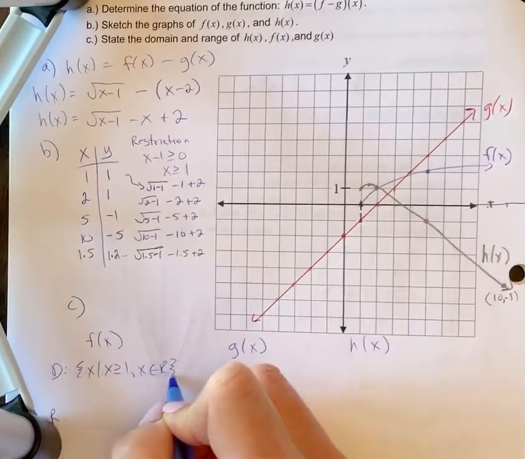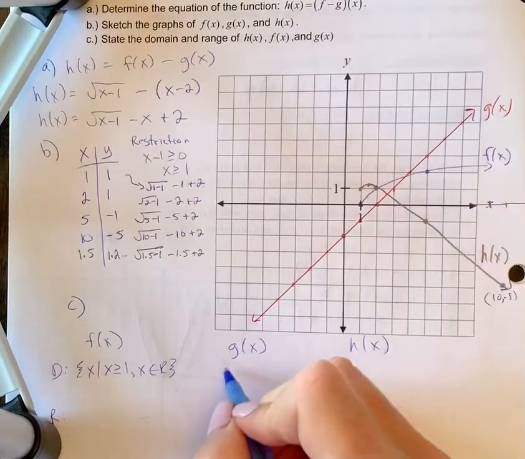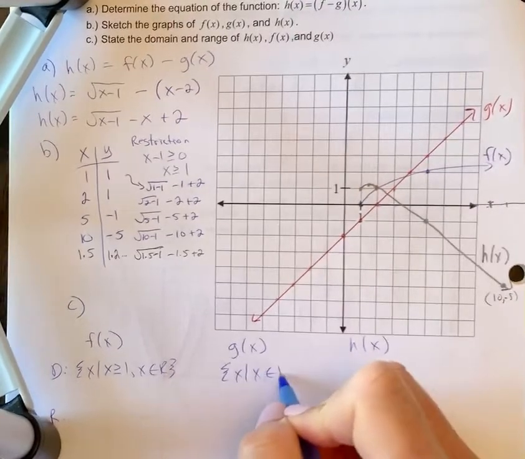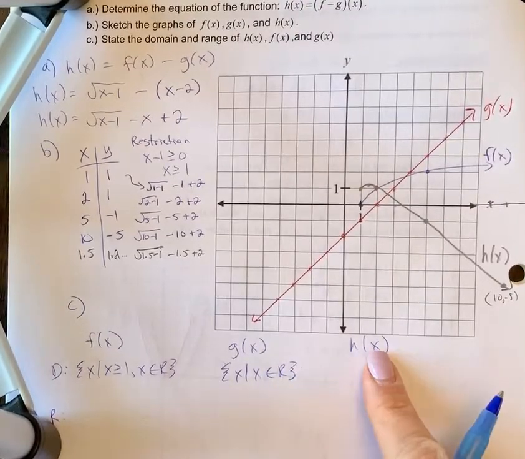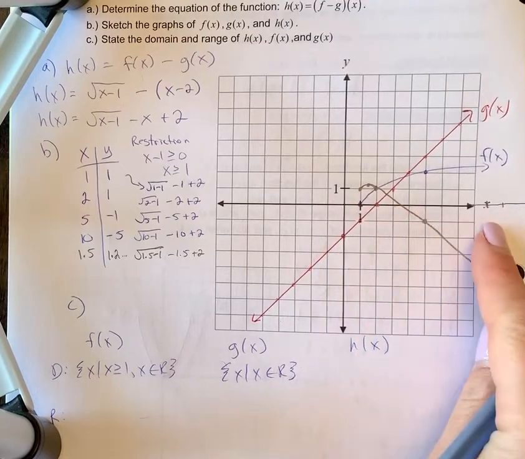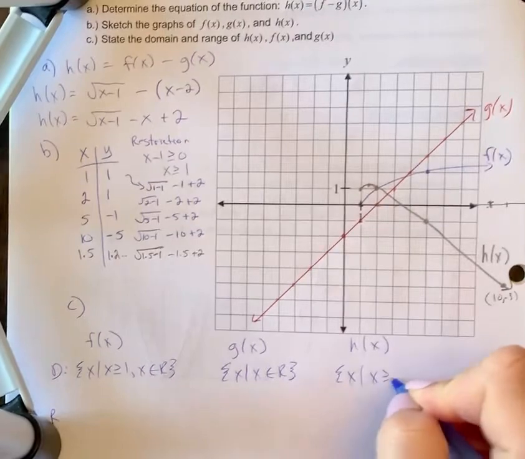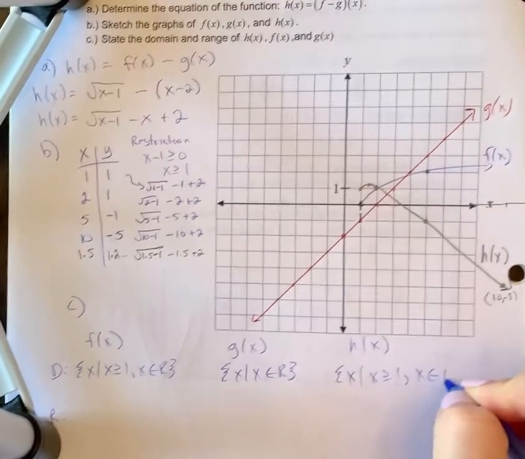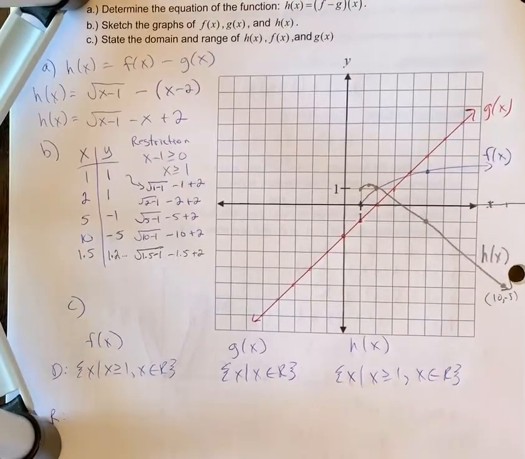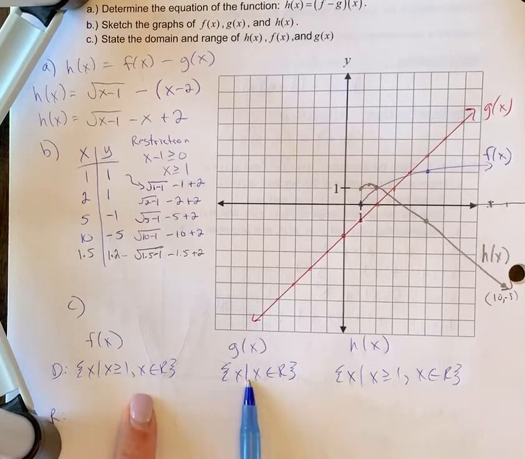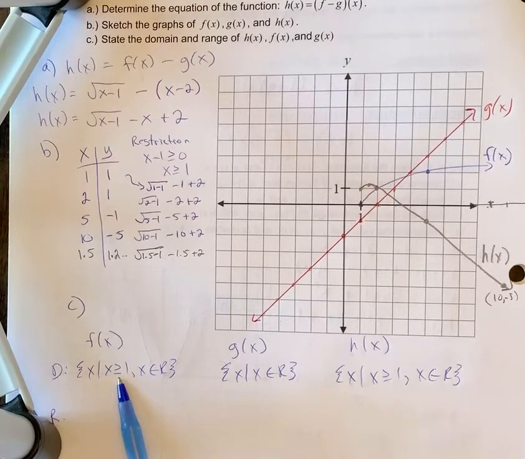Now we're going to look at g of x. G of x is your linear graph. It is all real numbers, so there are no restrictions. H of x is also x is greater than 1. So this is sort of going with that consistency where you need to always look at these two, and if there is a restriction like there is in f of x, you will see that that restriction also is going to happen in the h of x graph.